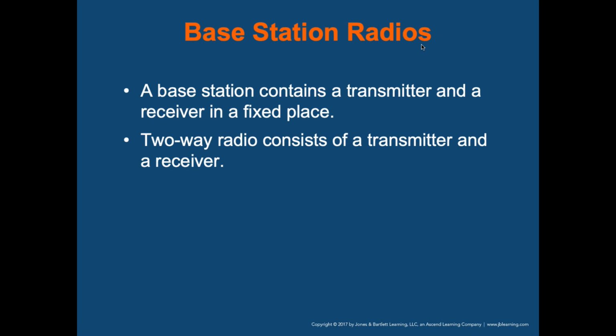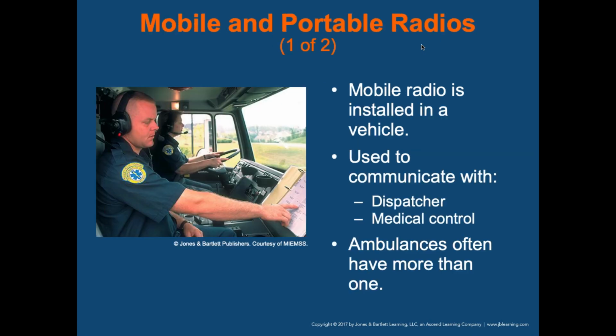Base station radios. A base station contains a transmitter and a receiver in a fixed place. So it has two-way radio, consists of a transmitter and a receiver. So it can receive in your radio based on a frequency, and it can transmit based on a different frequency. And they're all done through different PL codes that kind of separate stuff. And it goes to a repeater, which is usually at a tower somewhere, and then it transmits over to the next place or a receiving radio station.